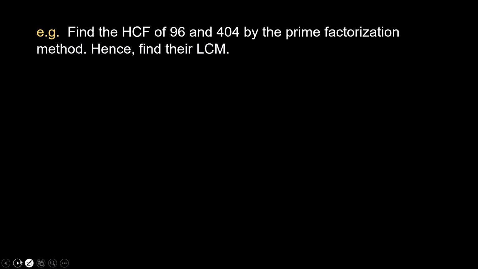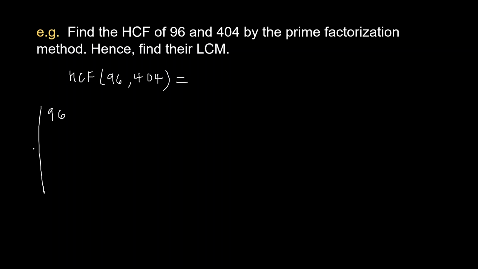So let's go to the next example. Find the HCF of 96 and 404 by prime factorization method, hence find their LCM. So here first we have to find HCF of 96 and 404 by prime factorization method, and then we'll find the LCM using the formula. So first we'll find HCF of 96 and 404 using the prime factorization method. So for that we prime factorize 96 and 404 separately.